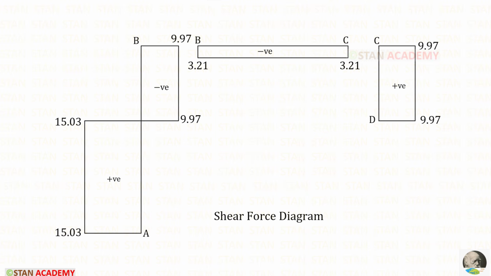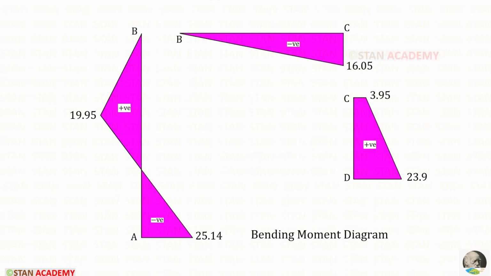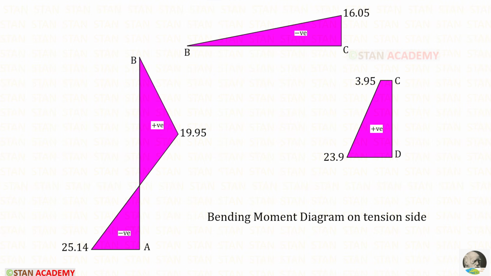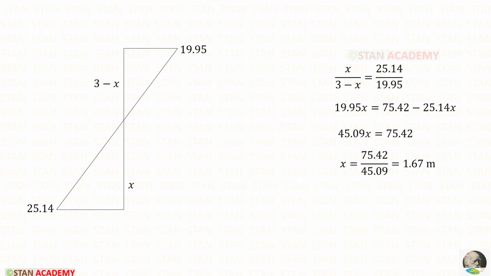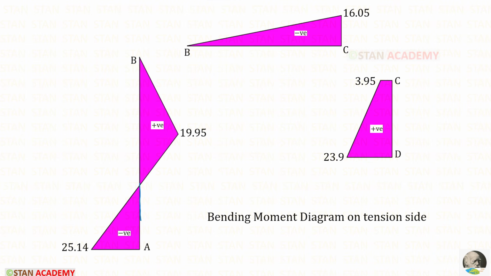Here you can see the shear force diagram. Here you can see the bending moment diagram. If you draw the bending moment diagram on the opposite side, that is called the bending moment diagram on the tension side. Here you can see the point of contraflexure. We can take this triangle and find the distance. By applying the similar triangle rule, we can find the distance X as 1.67 meter. So this distance is 1.67 meter.